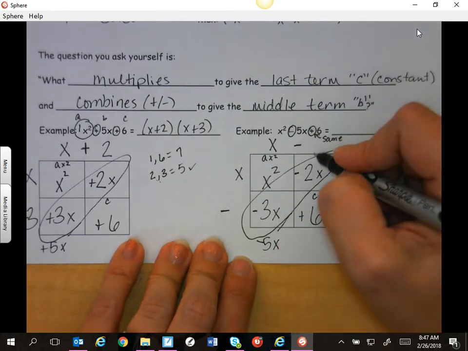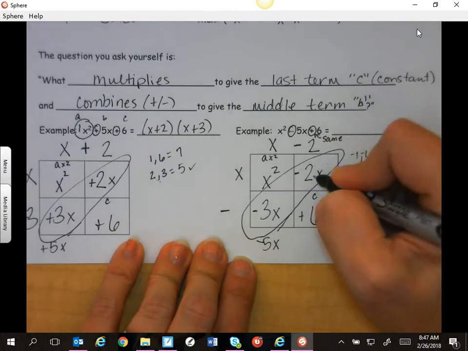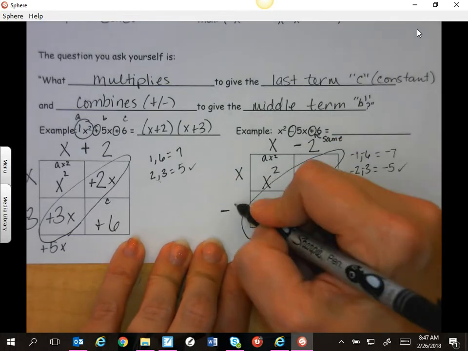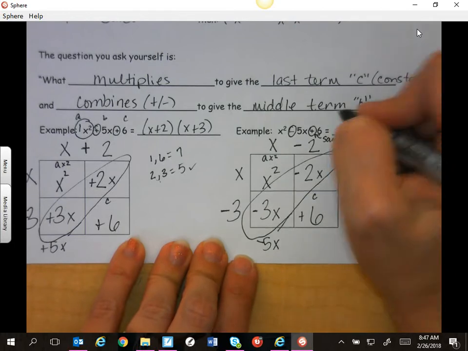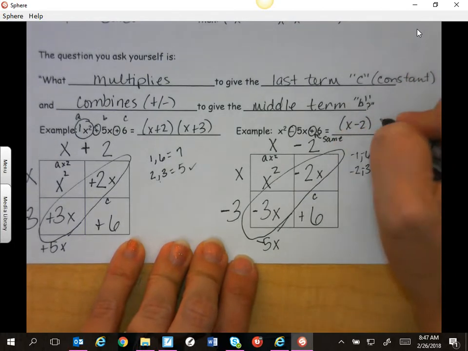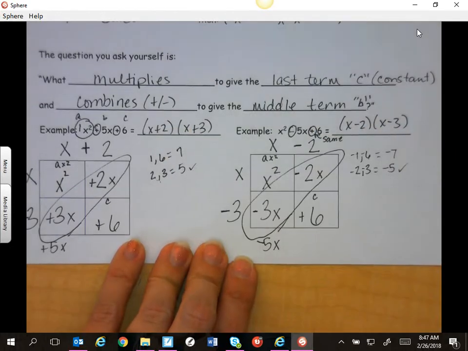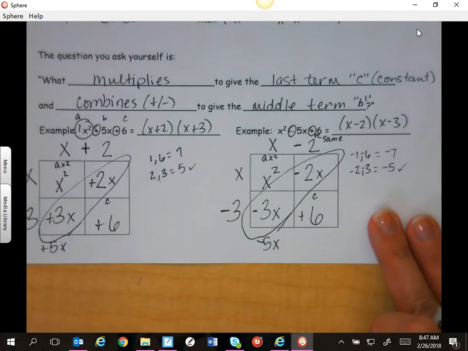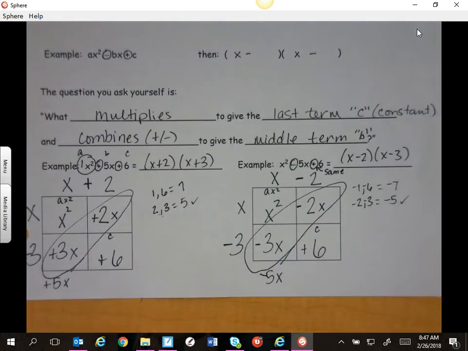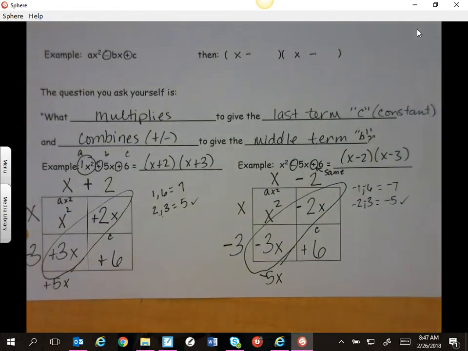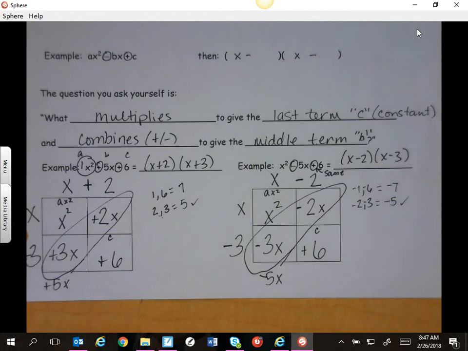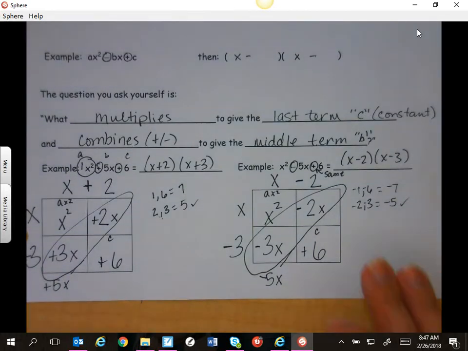Negative 2 times x is negative 2x, and x times a negative 3 is negative 3x. So our binomials are x minus 2 and x minus 3. Now we also call these our factors. We can take these factors and we can set them equal to 0 to find our roots, which we're going to talk about when we do our activity in class today.